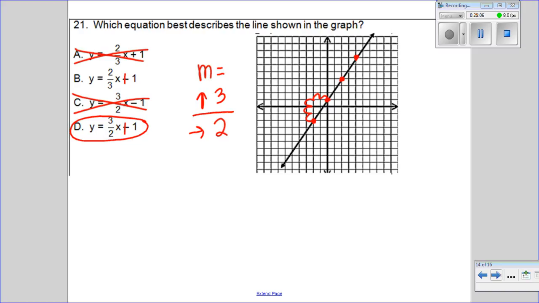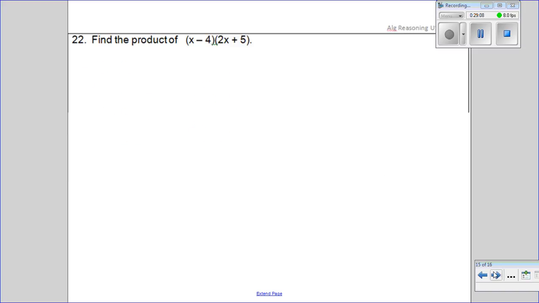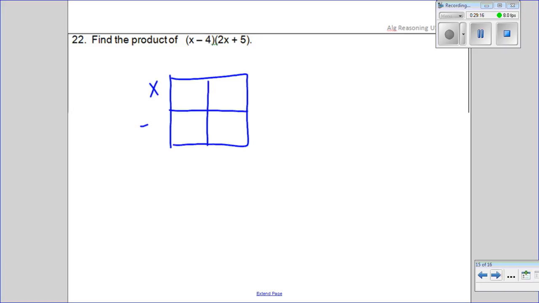Moving right along, number 22. We're going to find the product of x minus 4 times 2x plus 5. So I'm going to get out my handy dandy box. X minus 4, 2x plus 5. And then I'm going to multiply my first row.